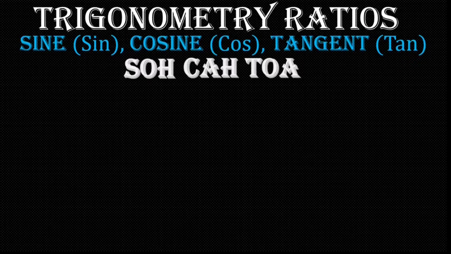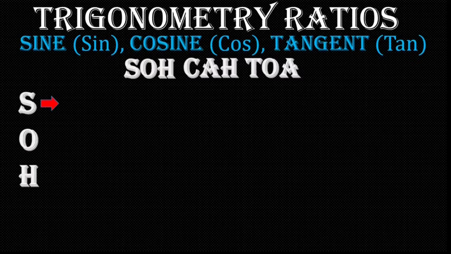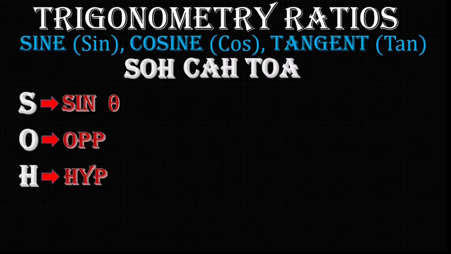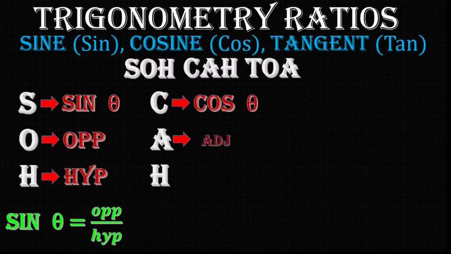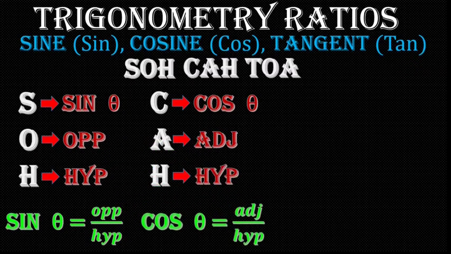Very popular, you must have heard of them. So SOH CAH TOA is a kind of mind trick that helps you to remember the formula for sine, cosine, and tangent. SOH stands for S for sine theta, O for opposite, and H for hypotenuse. For the formula, we have sine theta is equal to opposite over hypotenuse. For the CAH as well, C is cos theta, A is adjacent, and H is hypotenuse. Cos theta will then be equal to adjacent over hypotenuse.